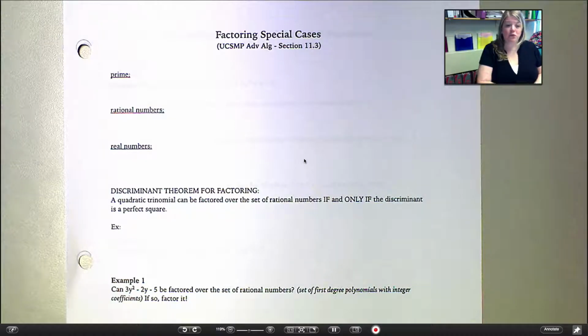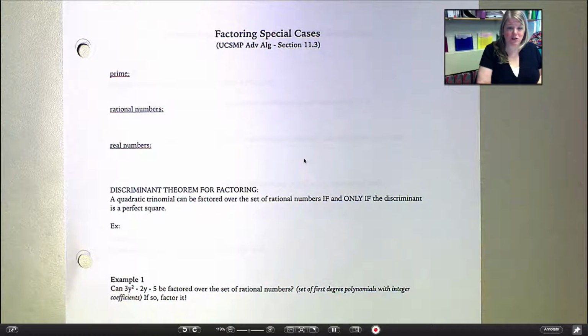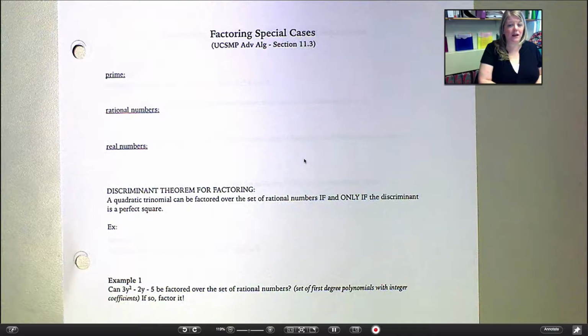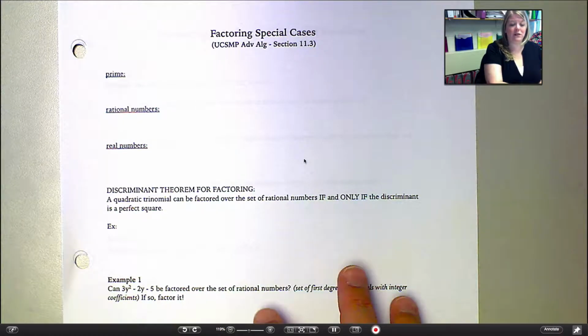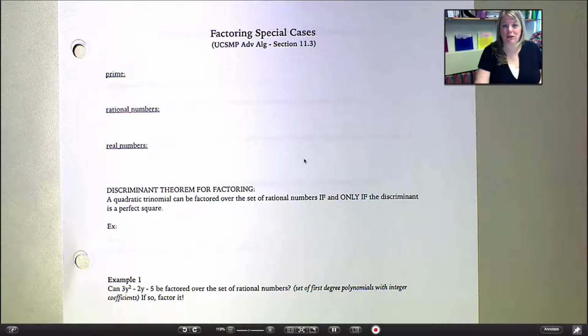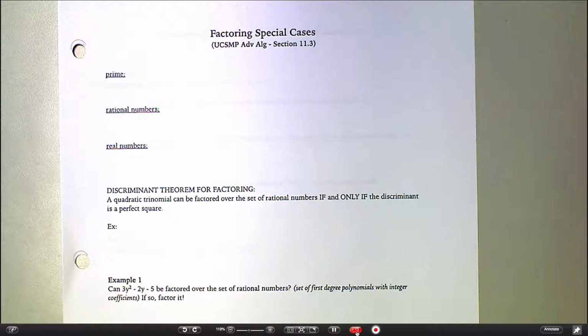So you should have these notes in front of you, factoring special cases, lesson 11.3. And again, technically 11.3 covers this little bit of stuff plus all the factoring that we've already covered. Okay, so I'm going to go ahead and turn my face off because you don't need that. Let's take a look then at some vocab here.